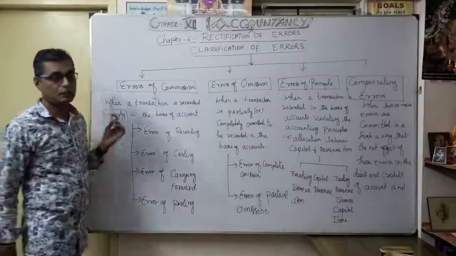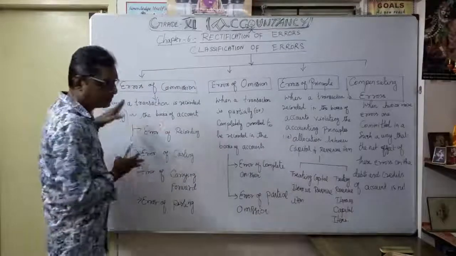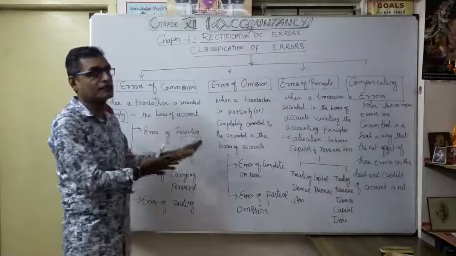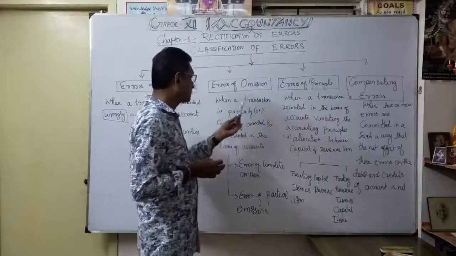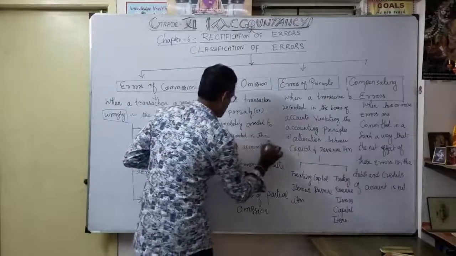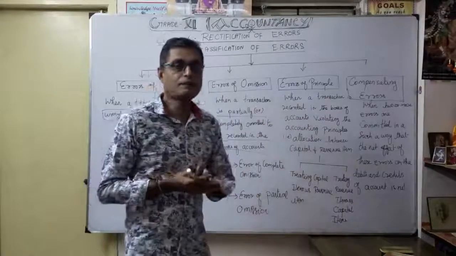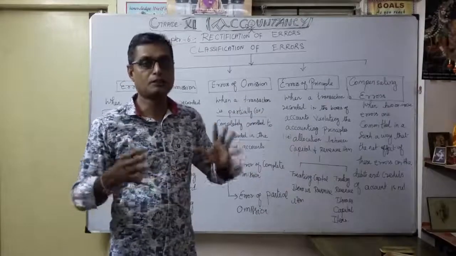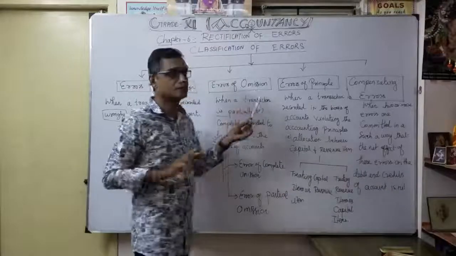Now, understood error of commission. Then what is error of omission? Just the opposite. Here we have done some transaction, but the transaction is wrongly entered in the books of account. When a transaction is partially or completely omitted from being recorded in the books of account, that is very, very important. There is a transaction. Whether you totally omitted to record it or partially omitted, simply put, you forgot to record the transaction. That is called errors of omission.